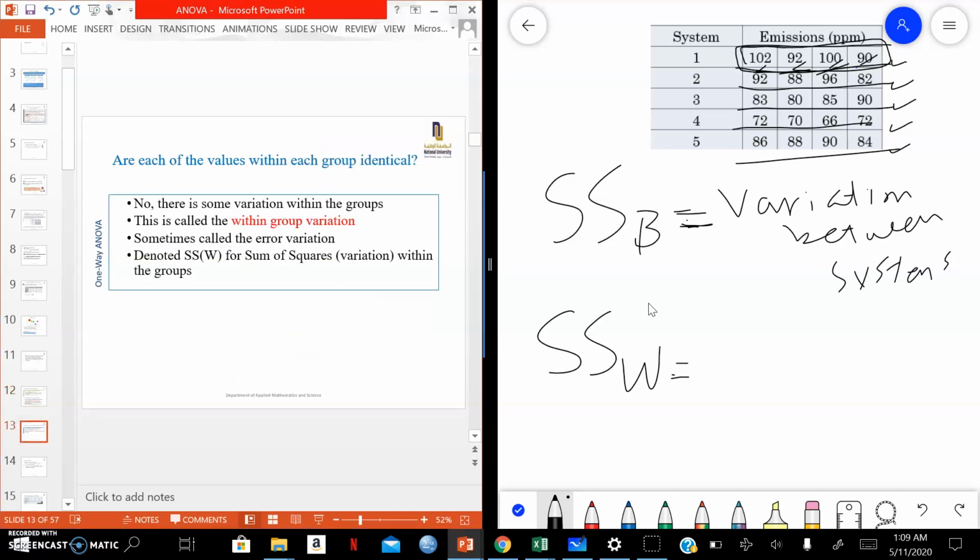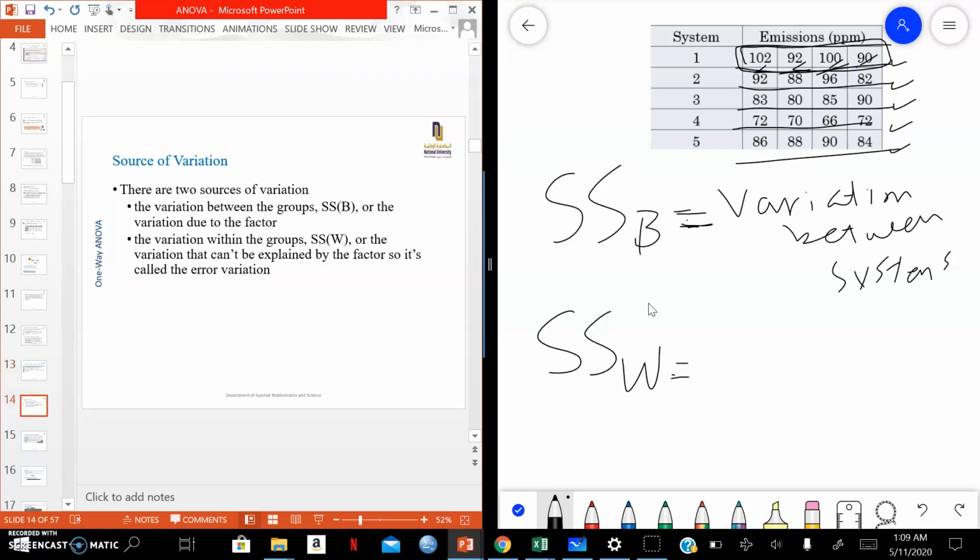And in general, the ANOVA variation is divided into two variations. The variation between the groups comes due to the factor, and then there is the variation within the groups. Why do we get variation within the groups? This can be explained by error in the variations. In one system there might be some error, and that's why the values are different.